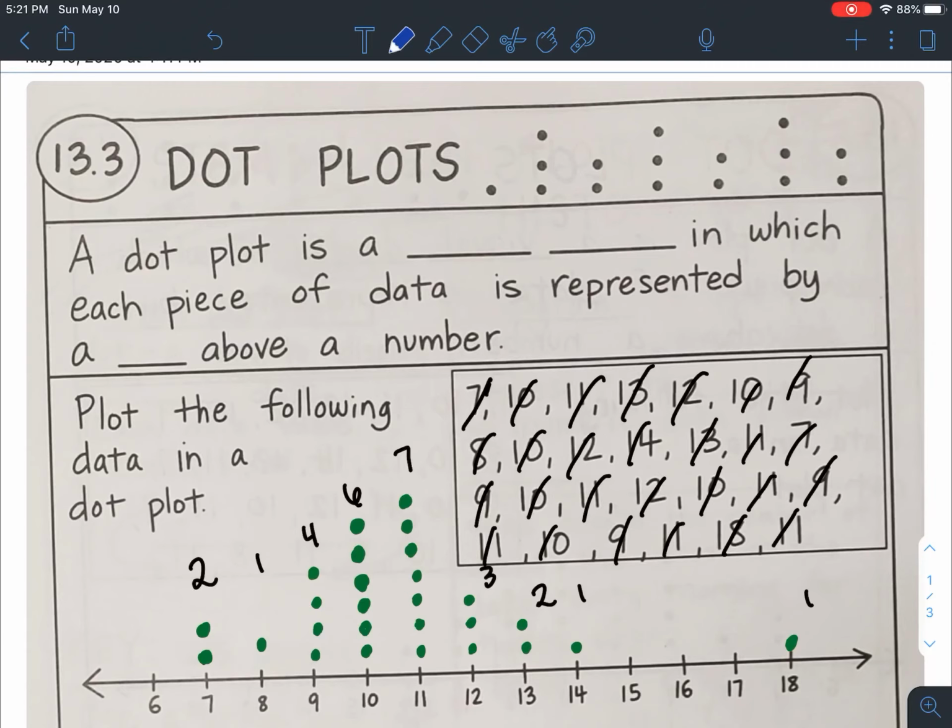Hey guys, so this week our activity is over dot plots. A dot plot is a data set in which each piece of data is represented by a dot or an X above a number.